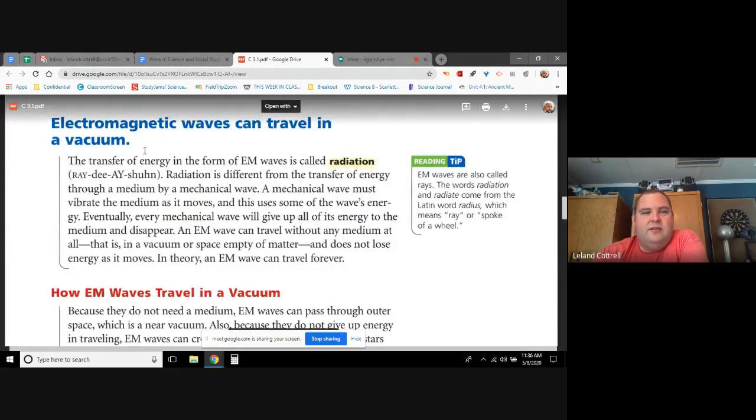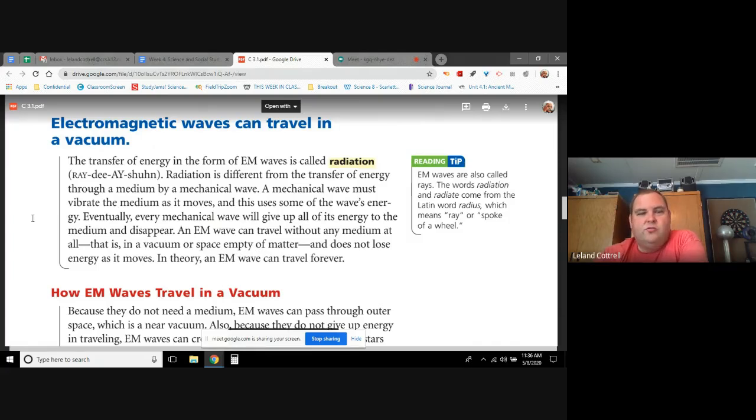Electromagnetic waves can travel in a vacuum. The transfer of energy in the form of EM waves is called radiation. Radiation is different from the transfer of energy through a medium by a mechanical wave. A mechanical wave must vibrate the medium as it moves, and this uses some of the wave's energy. Eventually, every mechanical wave will give up all of its energy to the medium and disappear.